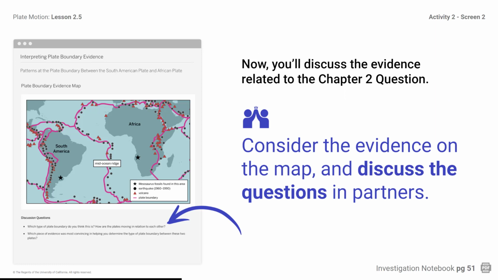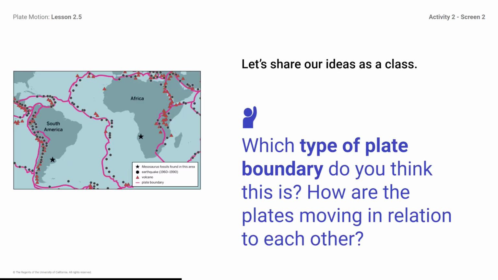Now, you'll discuss the evidence related to the Chapter 2 question. Consider the evidence on this map and discuss the question in partners. Which type of plate boundary do you think this is? How are the plates moving in relation to each other?